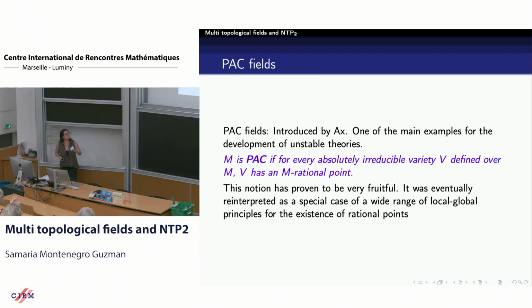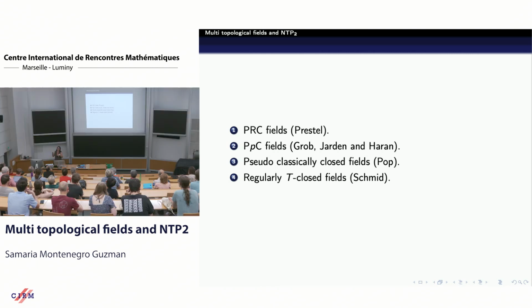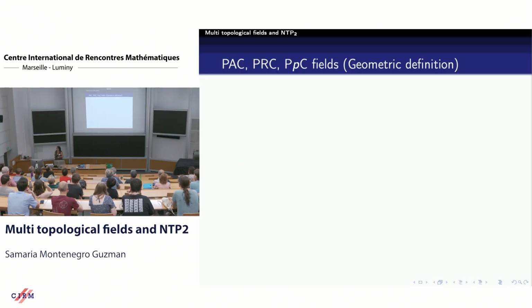There were a lot of people who tried to generalize this notion to different kinds of fields. I will recall some definitions later, but for example, for ordered fields we have the pseudo-real closed fields, for p-adically closed fields we have the pseudo-p-adically closed fields, and we also have other generalizations, for example the pseudo-classically closed fields. I will give you some definitions later. My idea is to recall what PRC and PPC fields are, because we want to generalize this kind of fields into one class of fields, and we want to study the model-theoretic properties of these fields, okay?